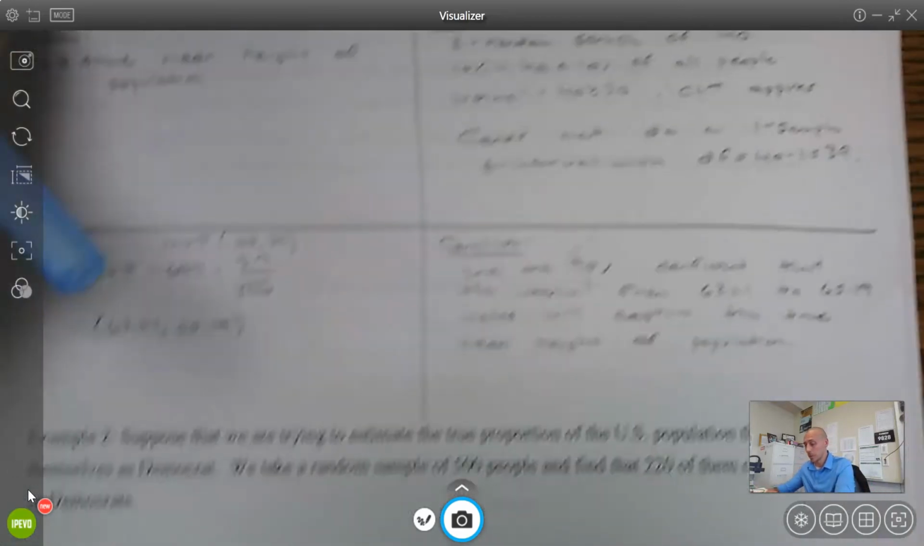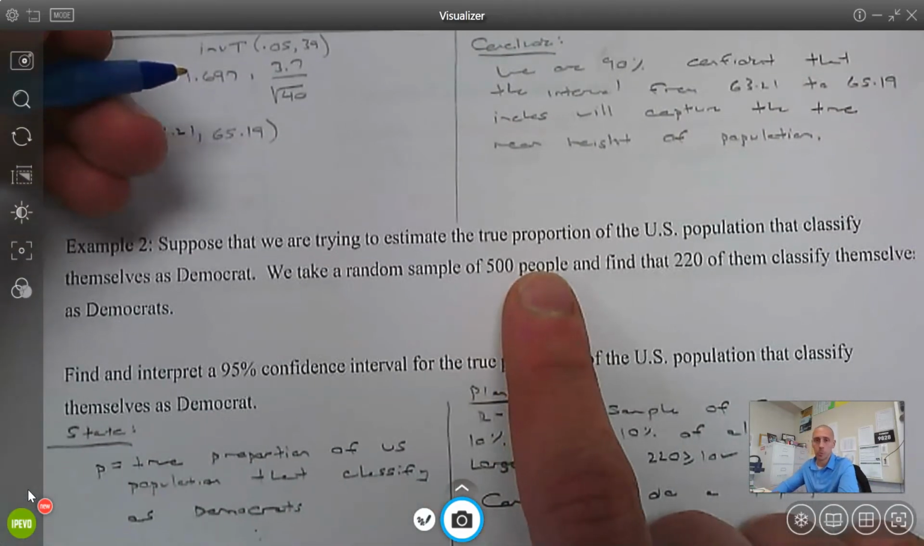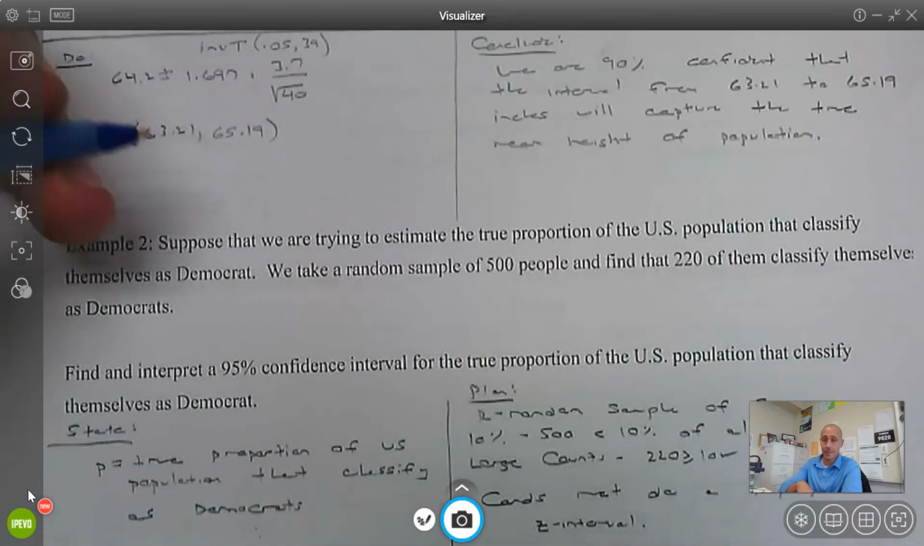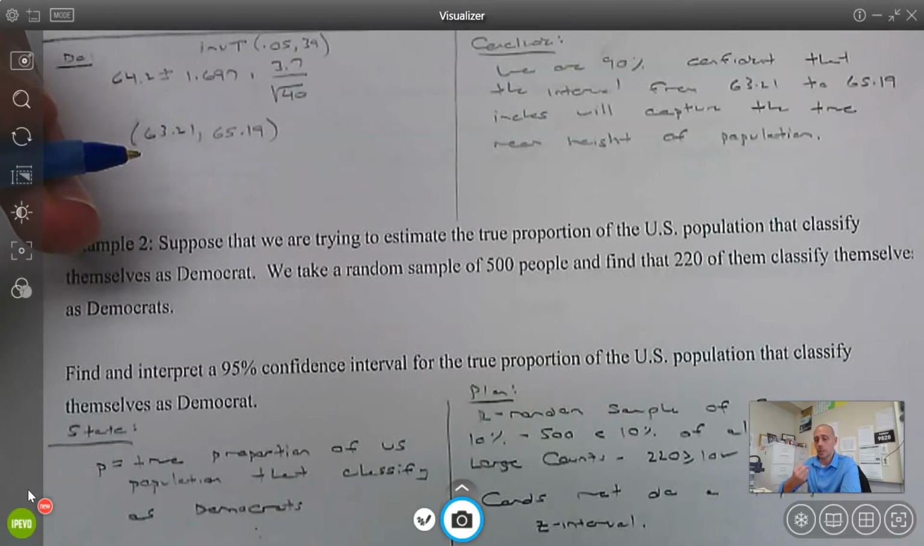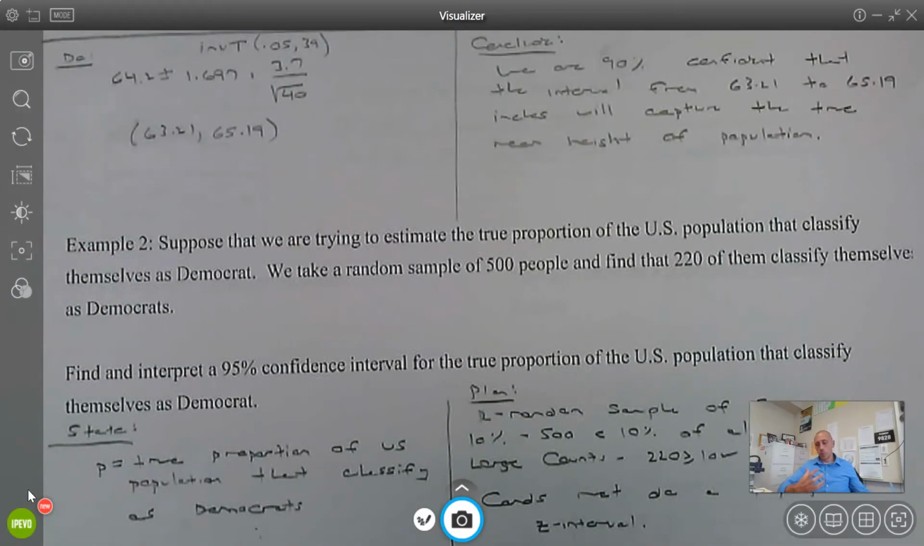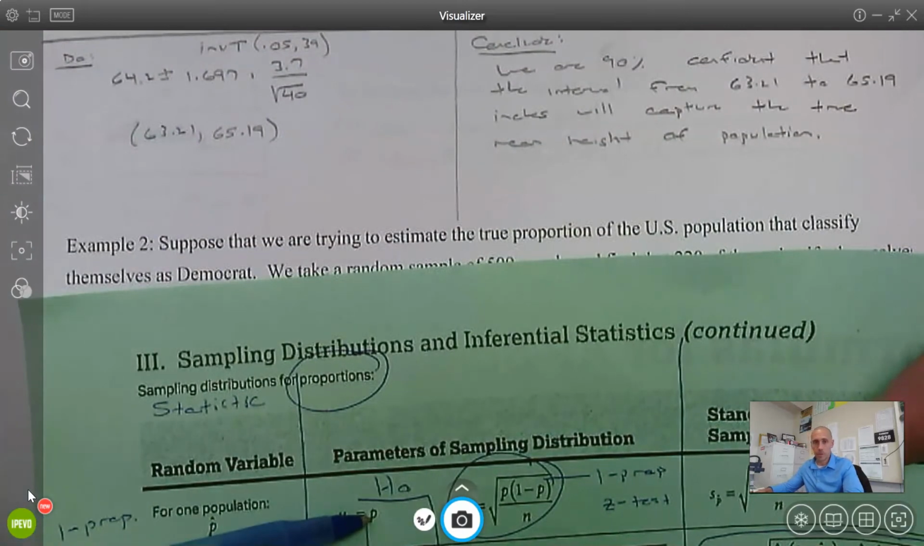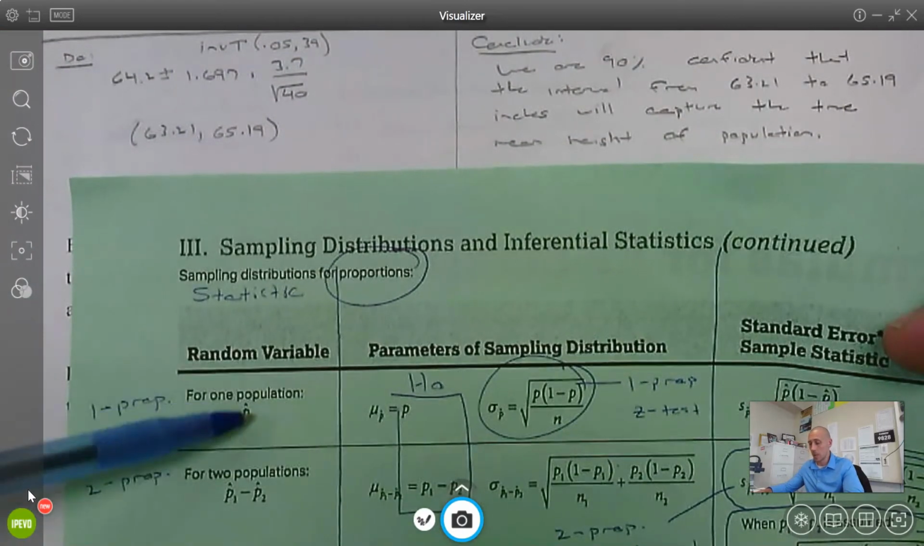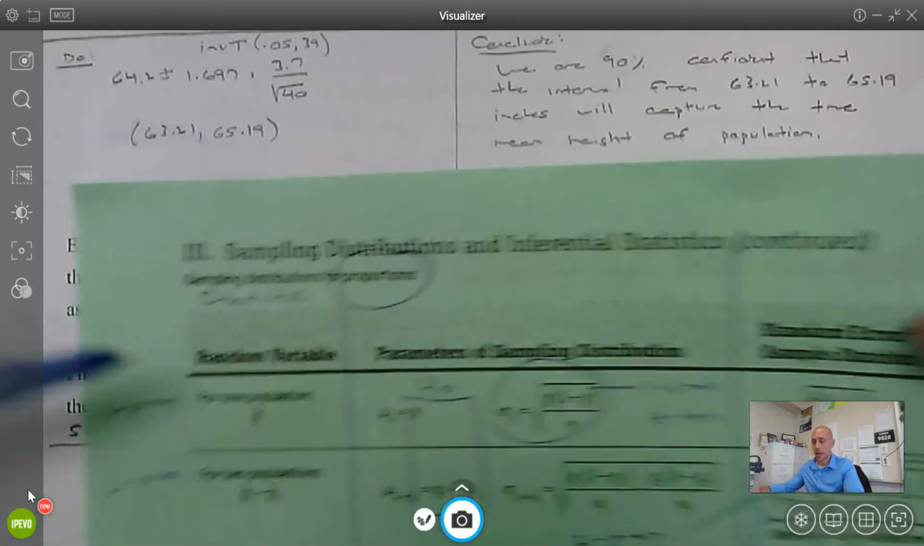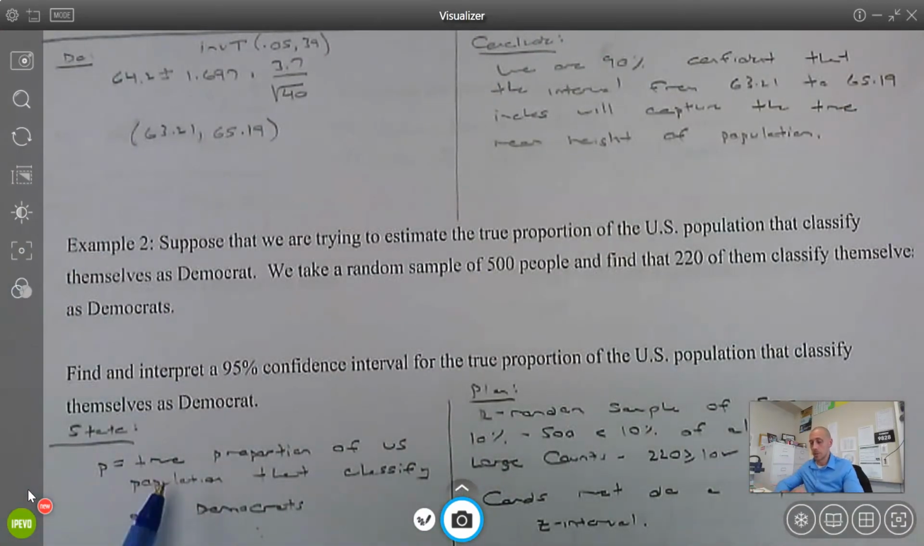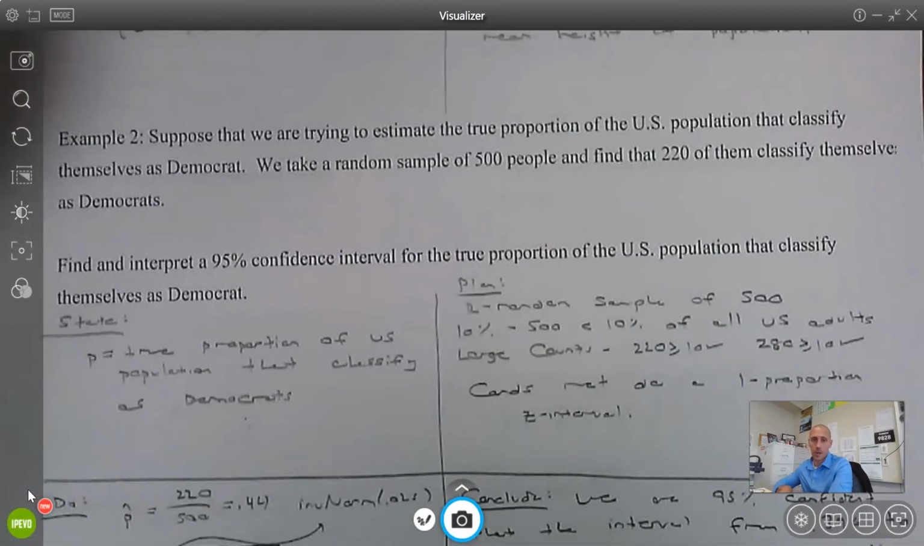Number 2, now you're trying to estimate the true proportion. They either classify as Democrats or they don't. This is a categorical variable, so we're using the normal distribution. There's one proportion or one population, so my parameter is p, and my statistic is p hat. So I'm looking for the true proportion of the US population that's going to classify as Democrats.